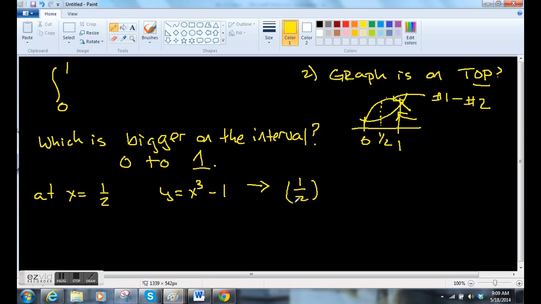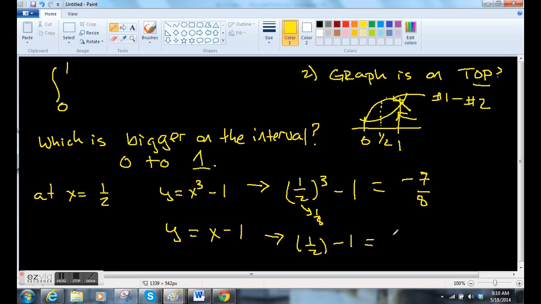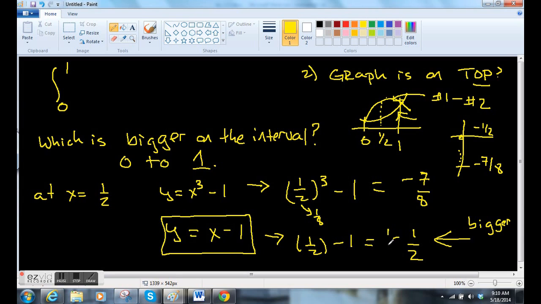At that point you have 1/2 cubed minus 1, which is negative 7/8. Where did that come from? Because 1/2 cubed is 1/8, and 1/8 minus 1 is negative 7/8. Okay, and for the y equals x minus 1 graph, at the point 1/2, we have 1/2 minus 1, which is negative 1/2. So technically, this one here is bigger. And you're thinking, what? Because negative 1/2 is here, and then you'd have to go down a bit to get negative 7/8. So this one is bigger.